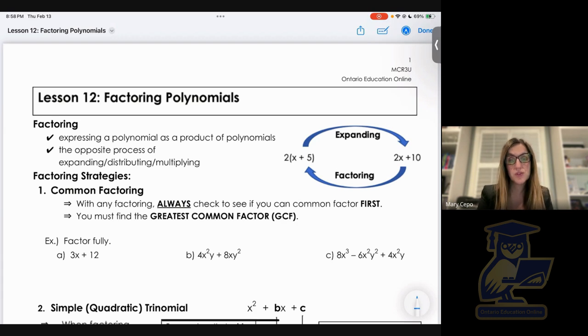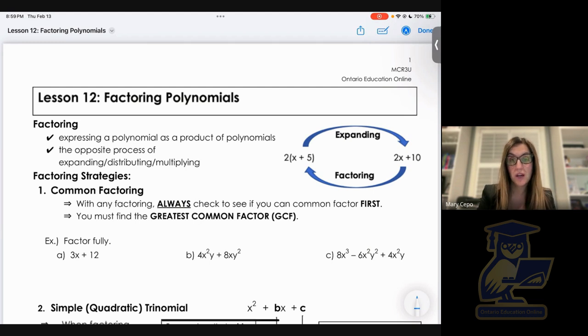So in this visual, 2 times x plus 5, to expand that, we take the 2 and distribute it to each of the terms inside the bracket. So 2 times x is 2x, 2 times 5 is 10. Now if we went the opposite direction, we would be factoring. We would be looking at 2x and 10 and looking to see what is a common factor between 2x and 10. Well, the common factor between those two terms would be 2.